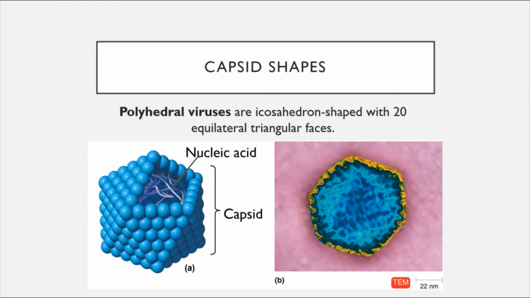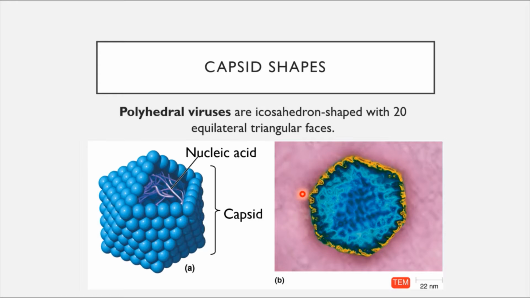And then there's polyhedral viruses. Polyhedral viruses have a capsid shape that is the three-dimensional shape of an icosahedron. An icosahedron is this 3D shape that has 20 equilateral triangular faces. And you can kind of see the structure of the icosahedron here in 3 dimensions.